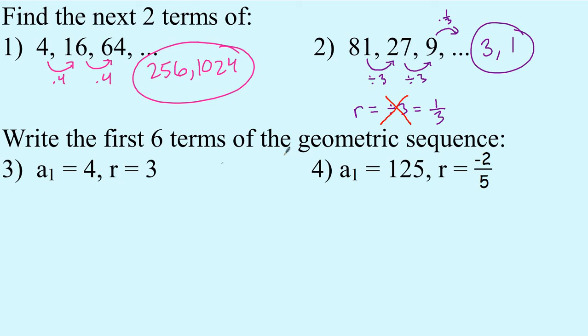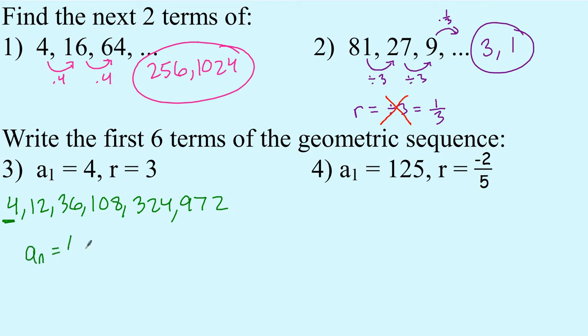Write the first 6 terms of the geometric sequence. So your first term is 4. So just keep multiplying by 3. That's what you want to do. So the next term would be 12, then 36, then 108, 324, and 972. So these are the first 6 terms. This was a gimme. And your formula, in case you were curious, would just be 4 times our ratio, which is 3, to the n minus 1.